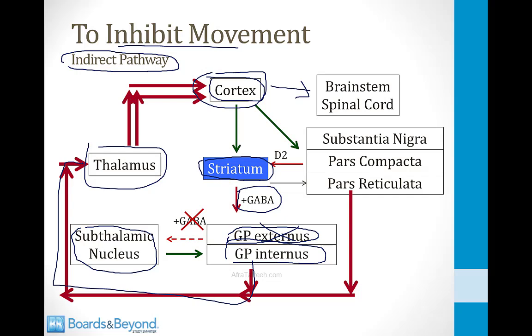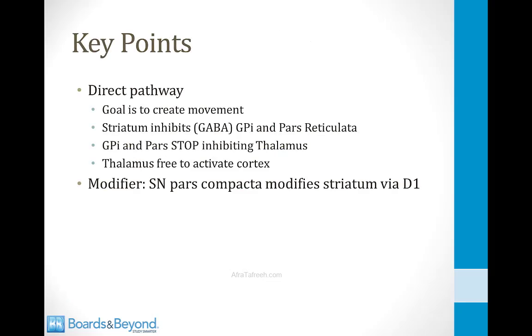Now, just like with the direct pathway, there's a little side part of this, a little kickstarter of the process. The cortex, in addition to stimulating the striatum, will stimulate the substantia nigra pars compacta, and it will inhibit the striatum through dopamine and D2 receptors. This is a little side part of this process that modifies the main thrust of the process, which is to inhibit the thalamus. So all that can be confusing, so let me summarize the key points.